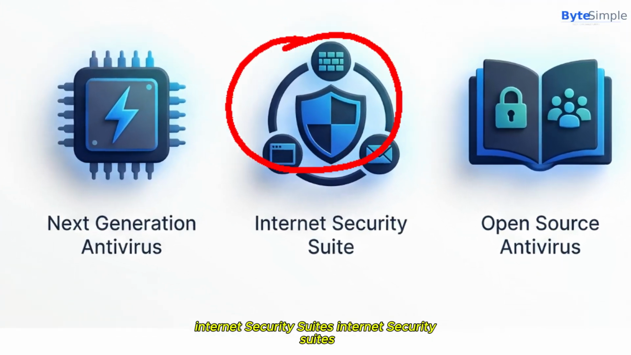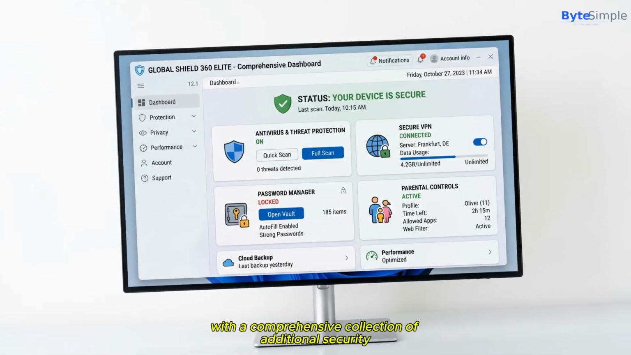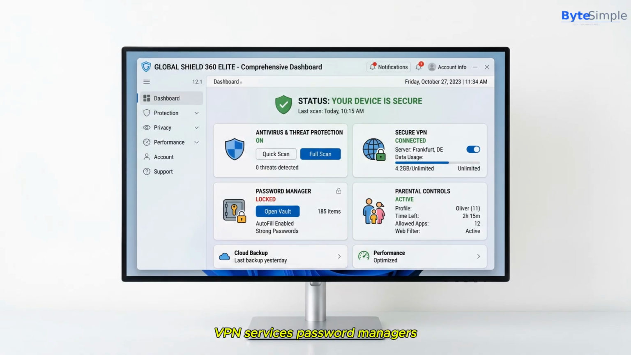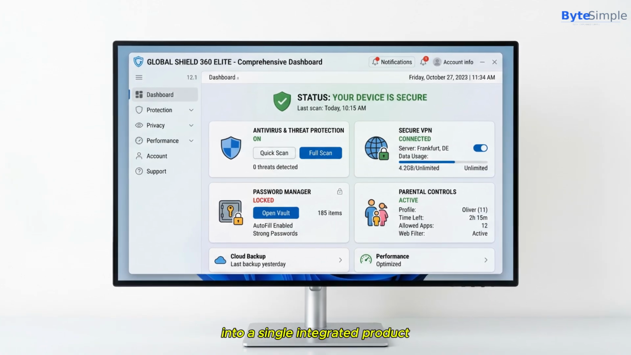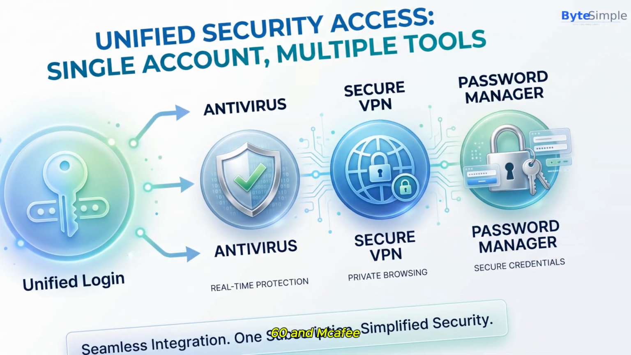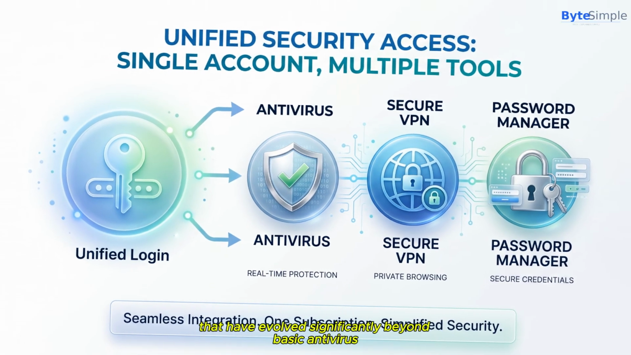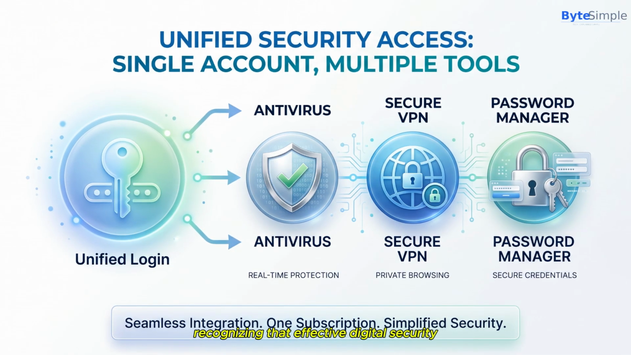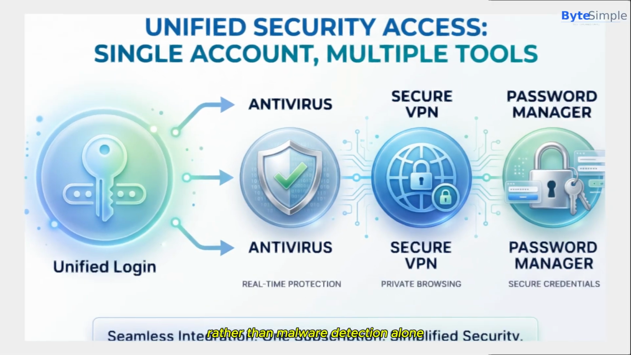Internet Security Suites. Internet Security Suites bundle antivirus protection with a comprehensive collection of additional security tools, including firewalls, VPN services, password managers, parental controls, and identity theft protection into a single integrated product addressing multiple security needs simultaneously. Norton 360 and McAfee Total Protection represent comprehensive security suites that have evolved significantly beyond basic antivirus, recognizing that effective digital security requires multiple coordinated protective layers rather than malware detection alone.